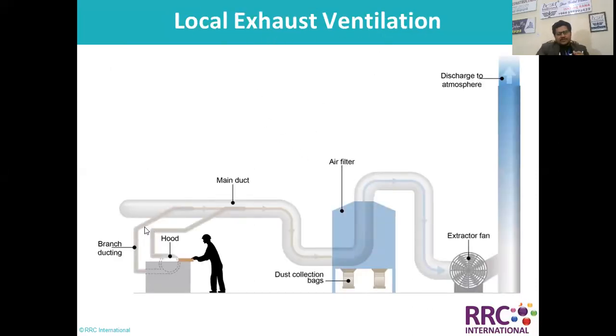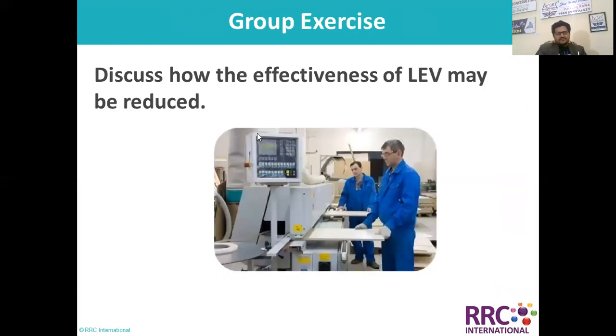Local exhaust ventilation, look at the branch ducting, is a good example of how the discharge to the atmosphere is going to happen. There is a dust collection bag, also an air filter, you have an extraction fan, you have the main duct, the hood and branch ducting. Whatever dust is coming through the line is filtered and directly discharged under permissible limits as per environmental regulations, not just going into the air.